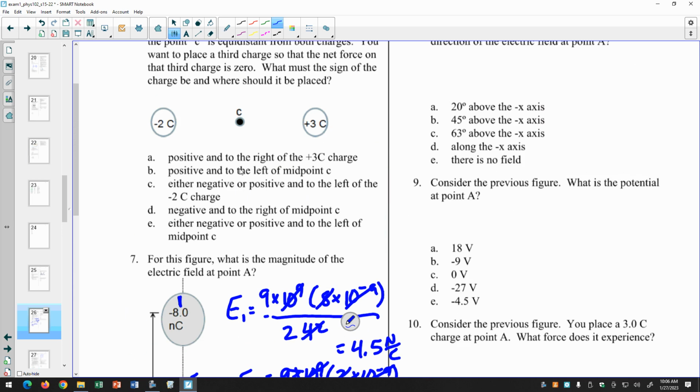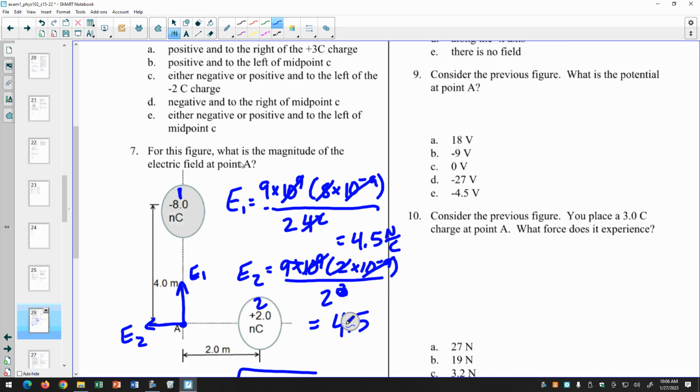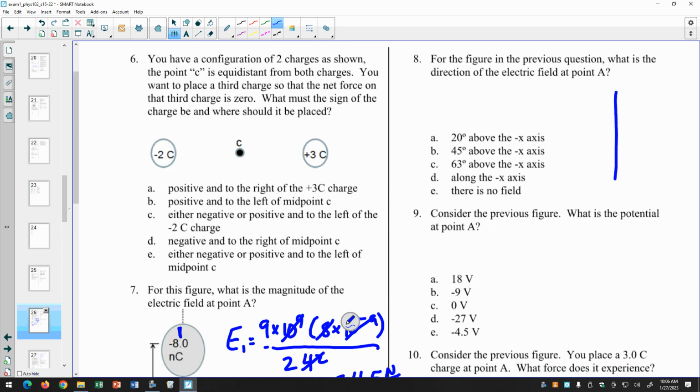And then the angle should be pretty easy. I'm going to redraw it up here. I have two vectors. One is up here, one is right here, so the resultant is right here at an angle of 45 degrees. So I know A and C and D and E, none of those are right. I just check my reference point. It is above the negative x-axis as it should be, and so that's the answer B.